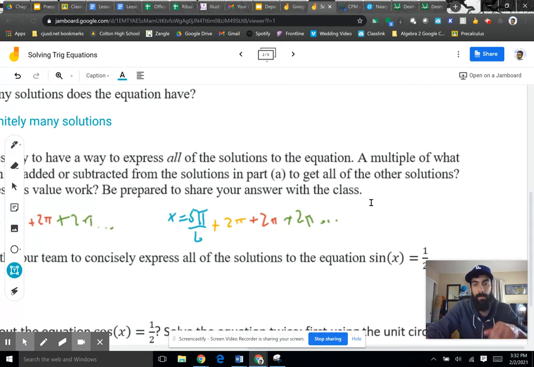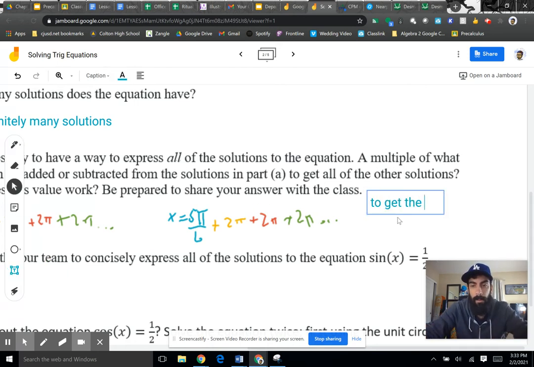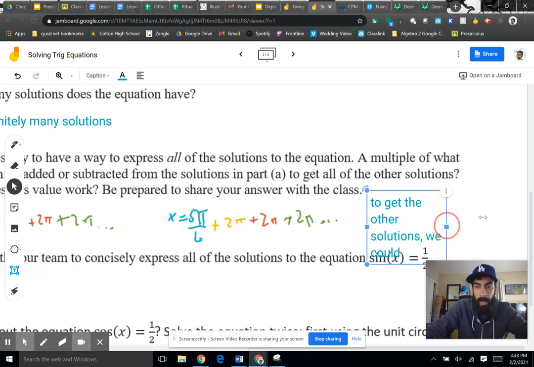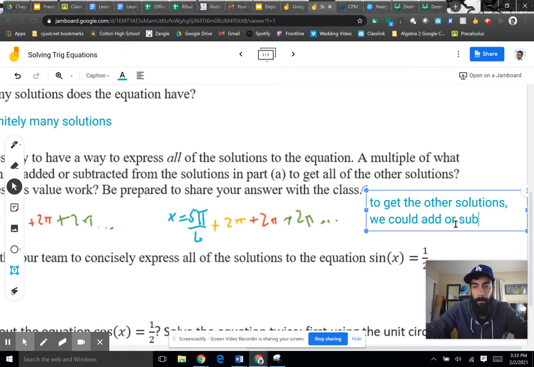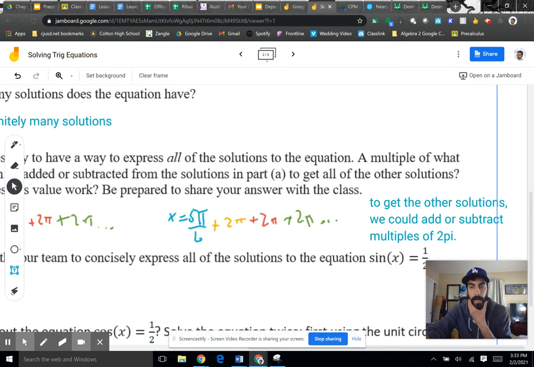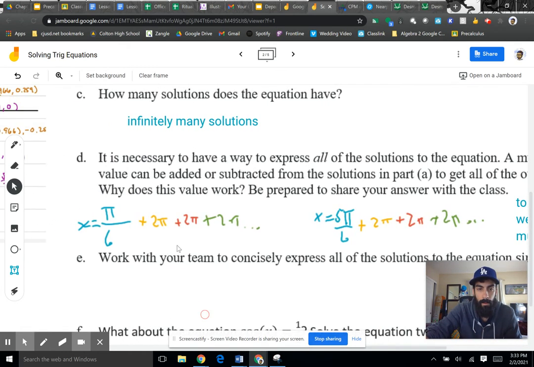So in words, to get the other solutions, we could add or subtract multiples of 2 pi. Add or subtract multiples of 2 pi. So 1 2 pi would get me the next solution. 2 multiples of 2 pi would get me the next solution. 3 multiples of 2 pi would get me a third solution, and so on.